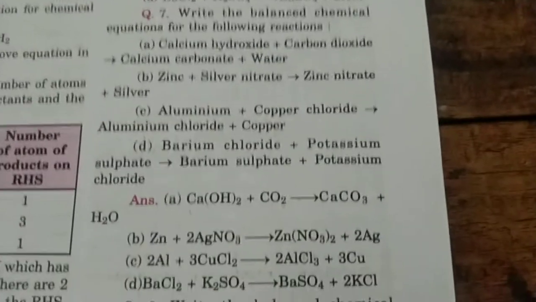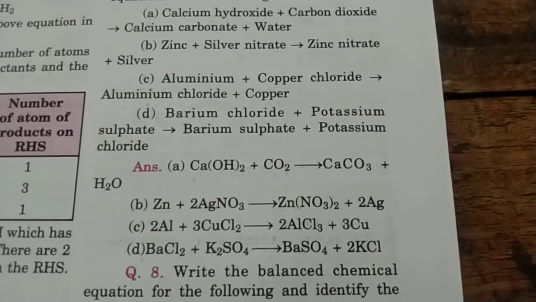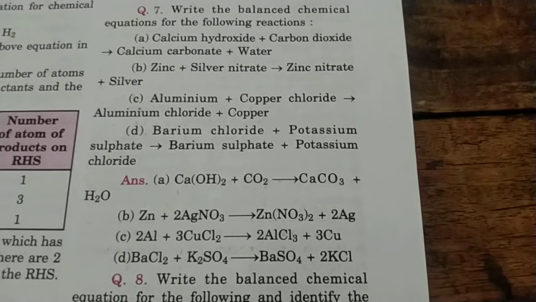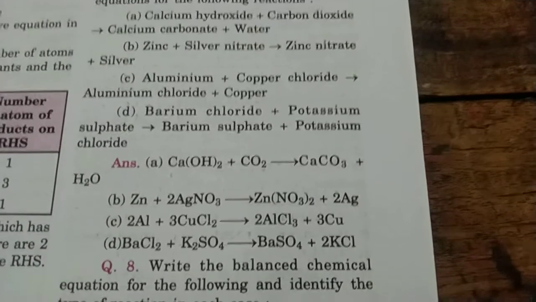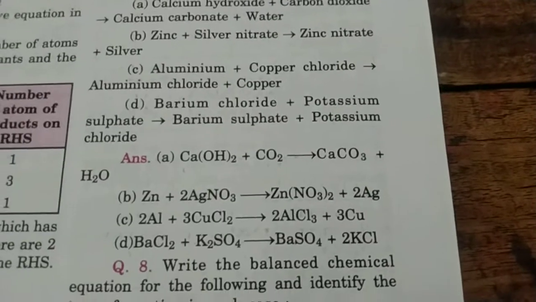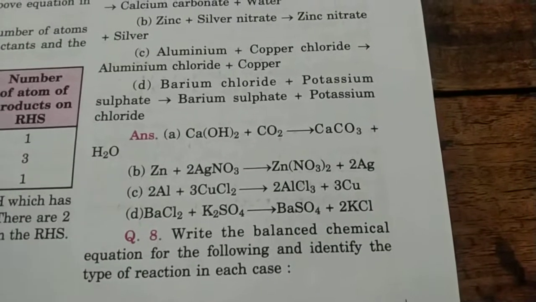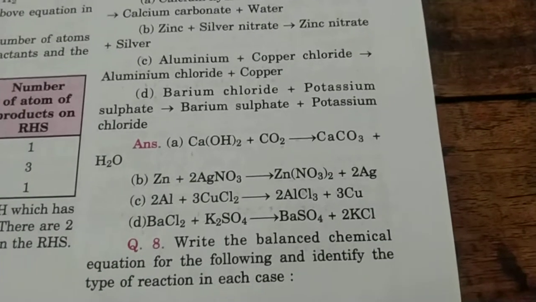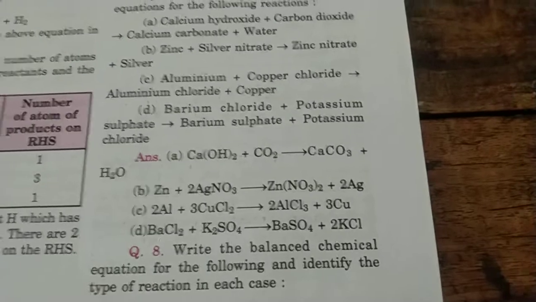Question number 7. Write the balanced chemical equations of given reactions. Write the balanced chemical equations for the following. Identify the type of the reaction in each.